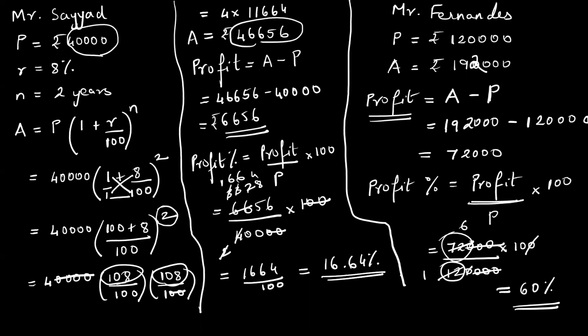Mr. Fernandez. So the flow should be this way: whatever is given first, you complete that entire thing and find his profit percent. Then for Mr. Fernandez, the second person, you solve everything and get his profit percent. And then you say, as the profit percent of Mr. Fernandez is more than the profit percent of Mr. Syed, therefore Mr. Fernandez's investment is more profitable.